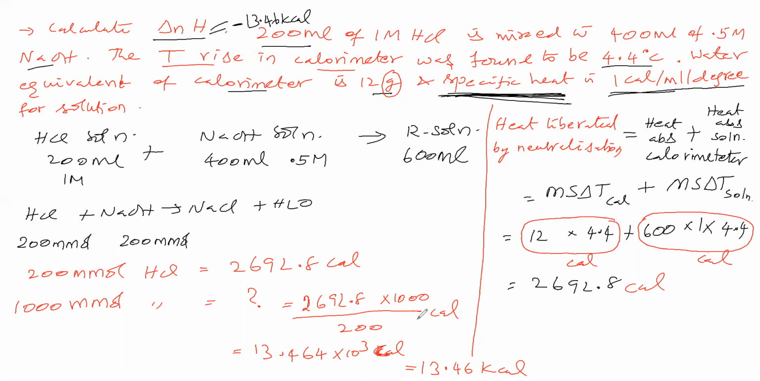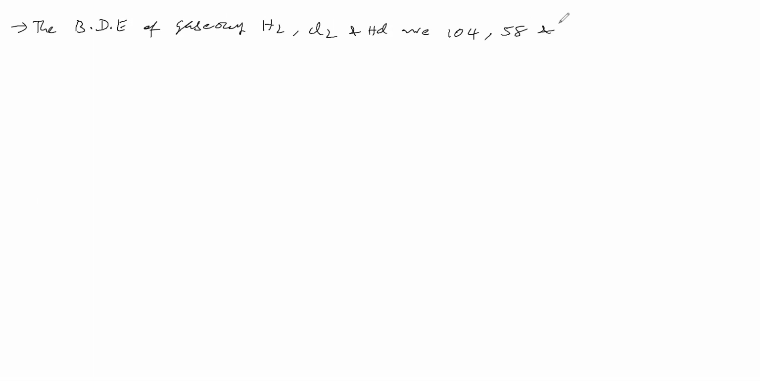Let us go for the next sum. The bond dissociation energy of gaseous H2, Cl2 and HCl are 104, 58 and 103 kilocalories per mole respectively. Calculate the enthalpy of formation of HCl gas.